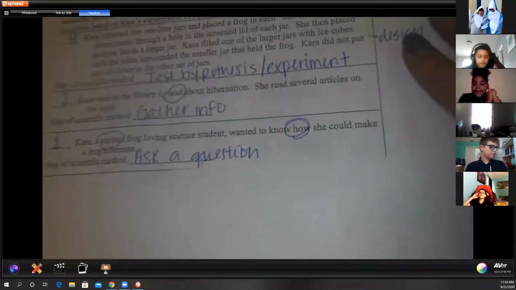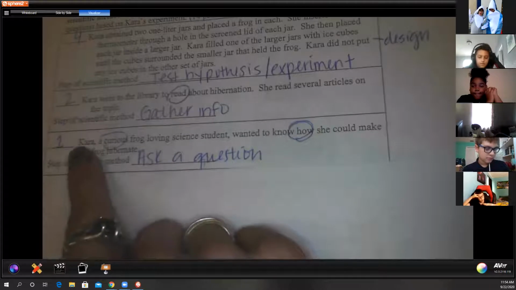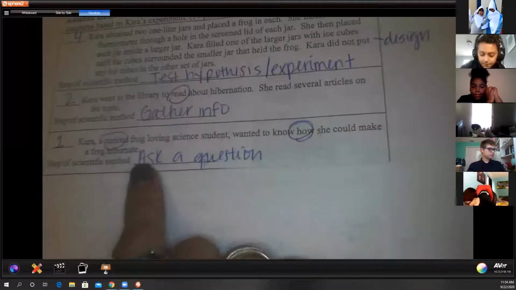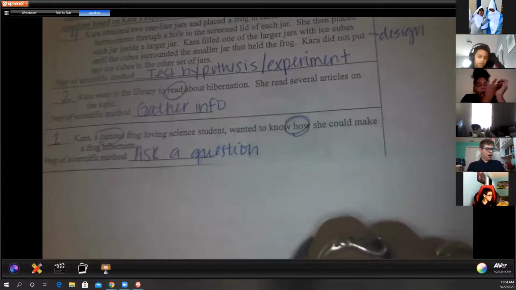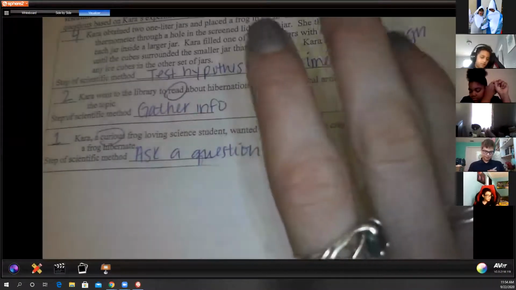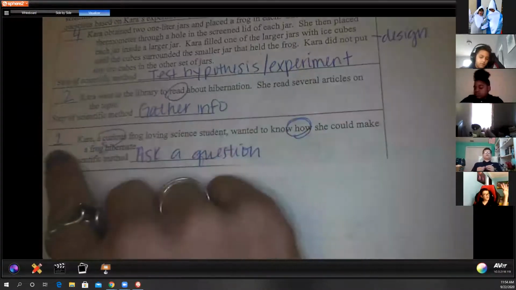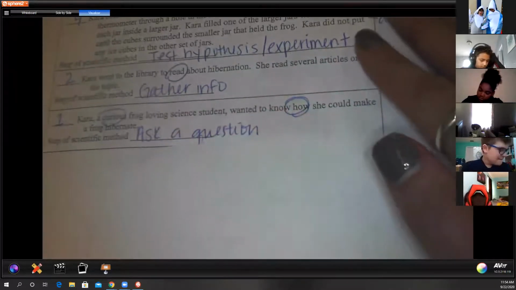Our third step, well, actually, that would be the second step. The next question would be asking a question. She's curious and she wants to know how she can make a frog hibernate. That how is a question word, right? Who, what, when, where, how, and why. That's our first step of the scientific method. We always start with a problem or a question.